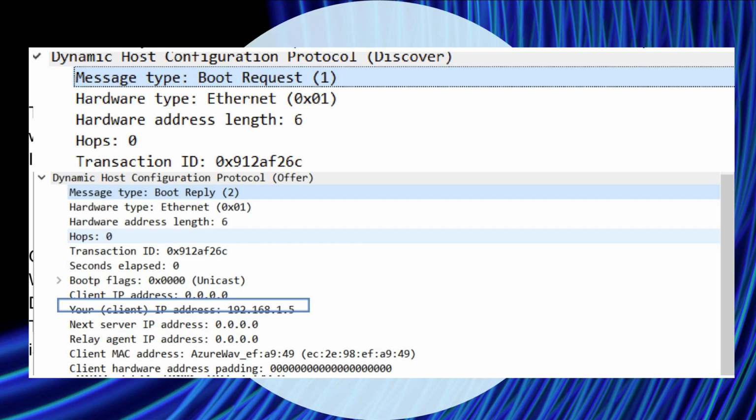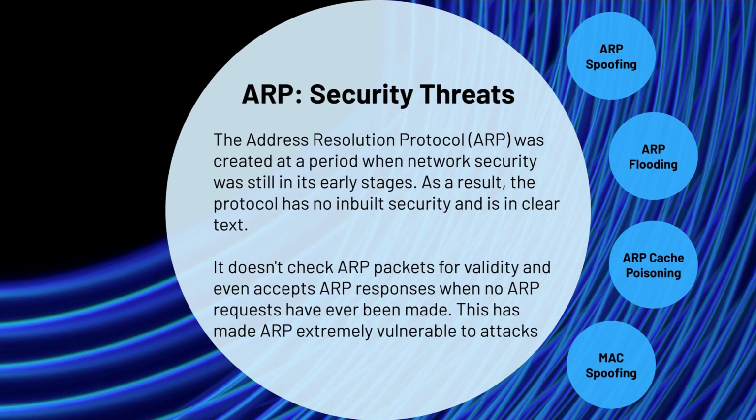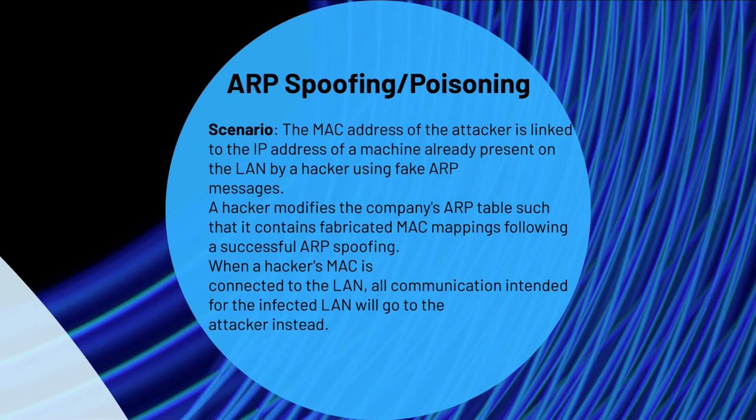Thank you. ARP. The Address Resolution Protocol was created at a period when network security was still in its early stages. As a result, the protocol has no built-in security and is in clear text. It doesn't check ARP packets for validity and even accepts ARP responses when no ARP requests have ever been made. This has made ARP extremely vulnerable to attacks. Let's look at some of them in brief.